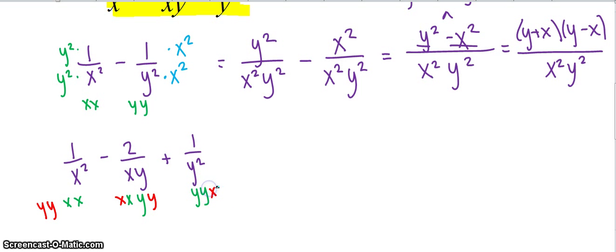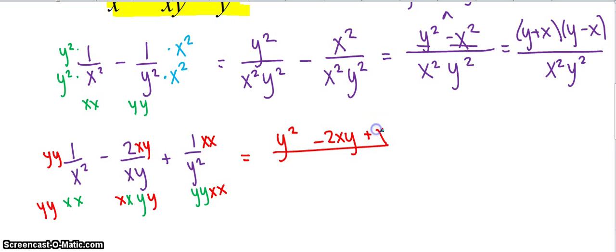Last one needs those 2 x's then. And again, anything you multiply the denominator by, you have to multiply the numerator by. And you don't have to write those as xx, you can write that as x squared, which is what I'll do right now. So this is going to turn into y squared minus 2xy plus x squared over my common denominator, which is y squared, x squared.